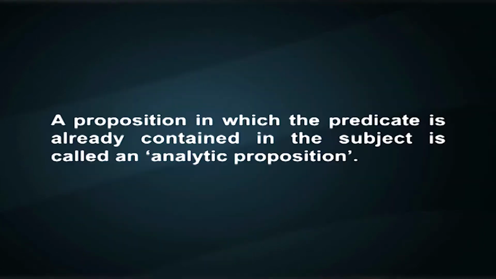Take the proposition, Ram is tall. In this proposition, Ram is the subject and tall is the predicate. A proposition in which the predicate is already contained in the subject is called an analytic proposition. Example, a hot cake is hot. This proposition does not give any new information about the subject.